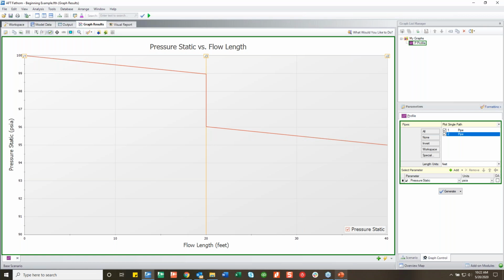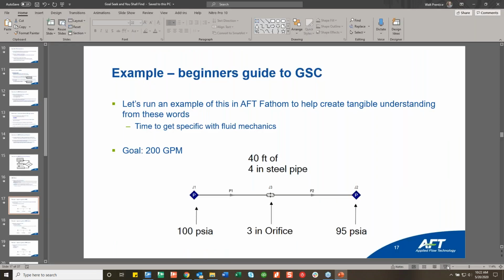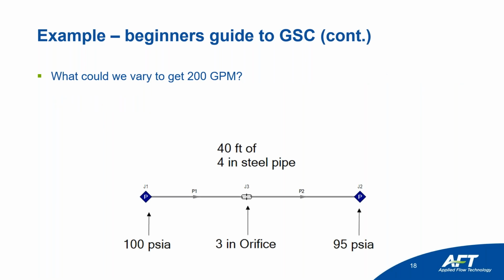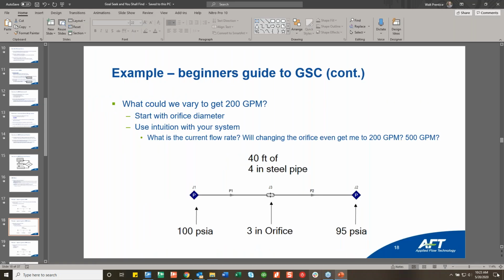Now, let's go back to the PowerPoint and really work through how we could use GSC for this. Okay, so what could we vary to get 200 gallons per minute? Well, you might be thinking, why not change the orifice size, vary that? Excellent idea. Let's do that. Okay, and always with your system, use intuition and make sure to run it at steady state without GSC before moving on to make sure it's runnable. We will talk about that more when I get into the technique of GSC.